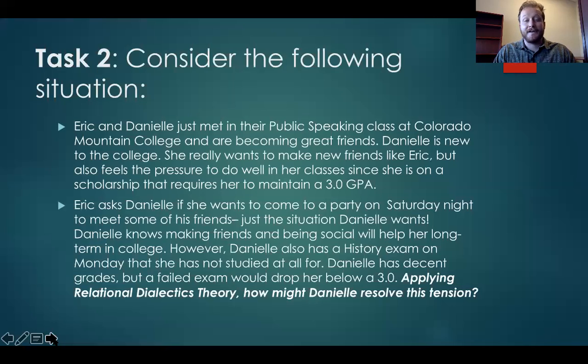Danielle knows making friends and being social will help her long-term in college. However, Danielle also has a history exam on Monday that she has not studied for at all. Danielle has decent grades, but failing the exam would drop her below that 3.0. Applying relational dialectics theory, what I would like us to do is analyze how Danielle might resolve this tension in particular. And what I'd like us to do is put ourselves within Danielle's shoes.